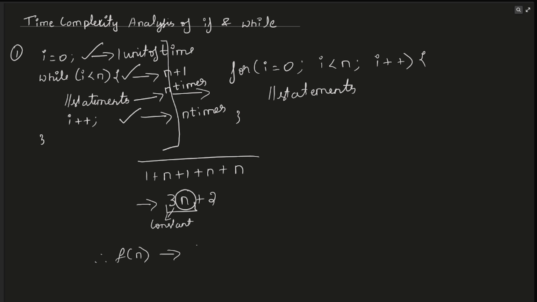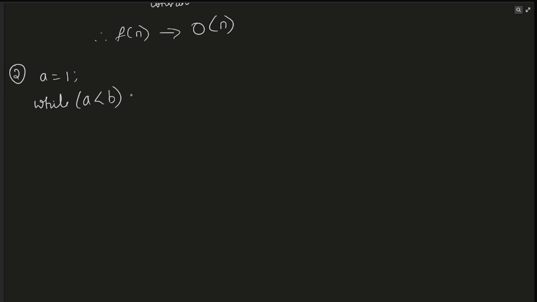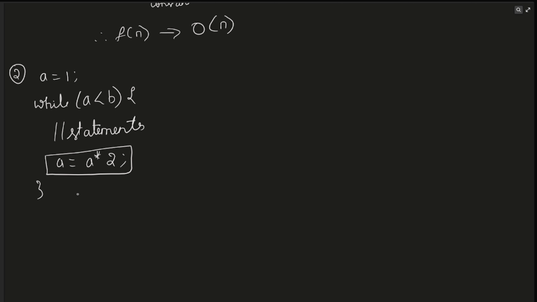Our second example is: while a is less than b, we'll execute some statements. We'll increment a by multiples of 2. As soon as you see this update statement, you should remember something, right? Let us see what that something is. I'll dry run this while loop so that you can understand it easily.